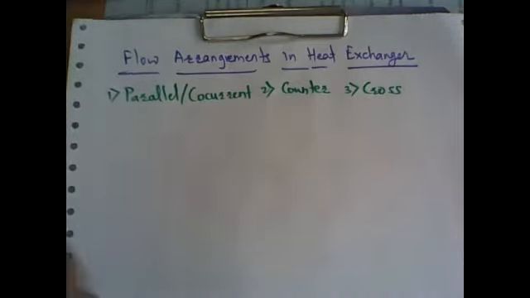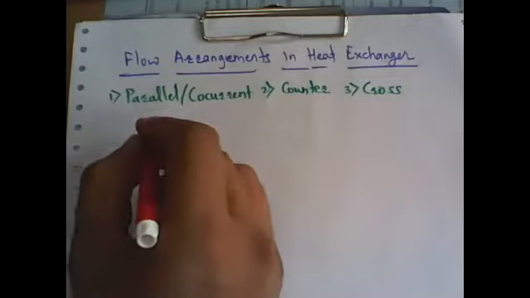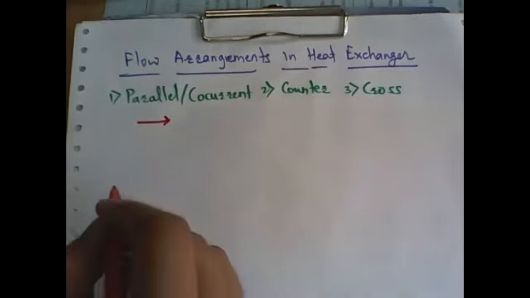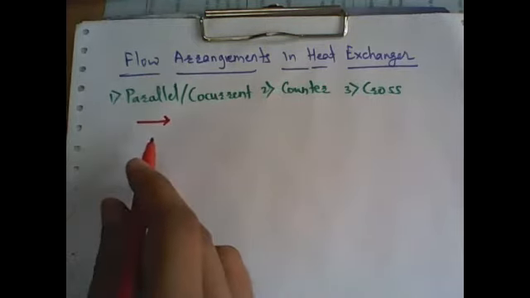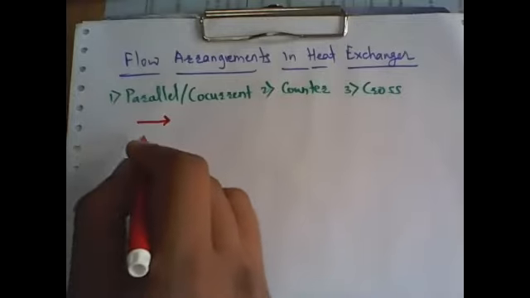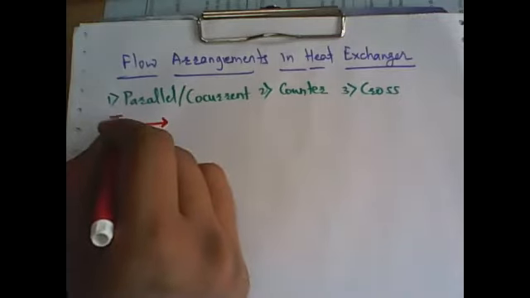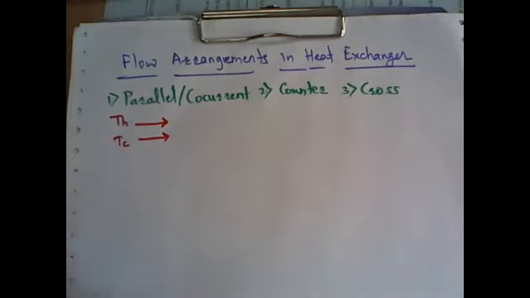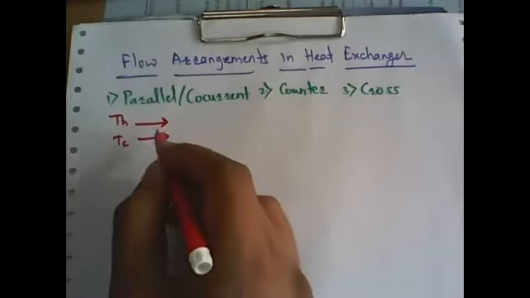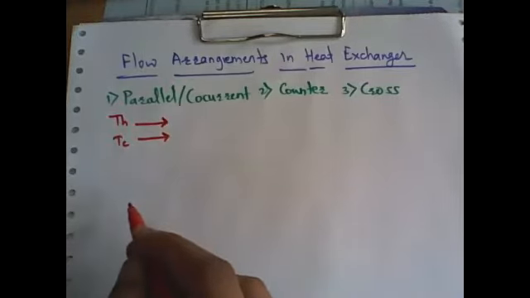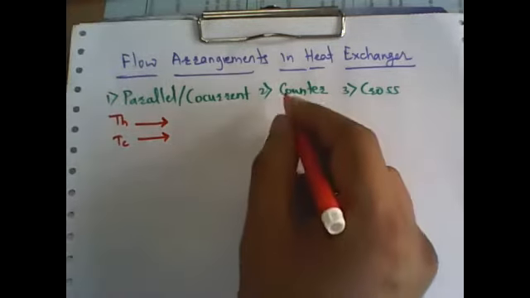The basic concept or the fundamental of this flow arrangement is simple. What exactly is the parallel flow or co-current arrangement? When the hot fluid is flowing in this direction and the cold fluid is also flowing in the same direction, so when both the fluids are parallel to each other, then it is called a co-current or parallel type heat exchanger, right?